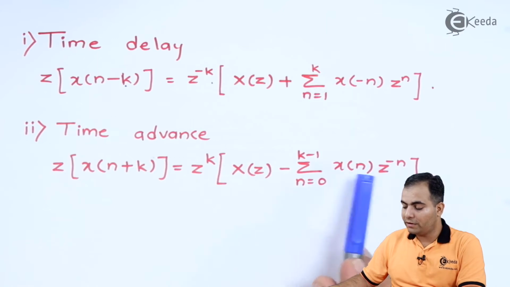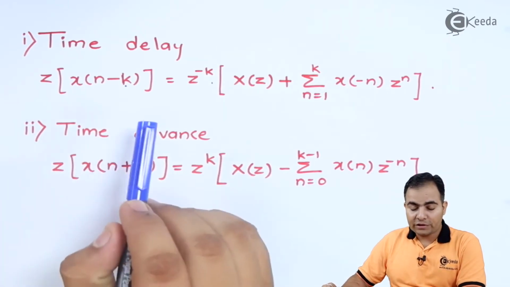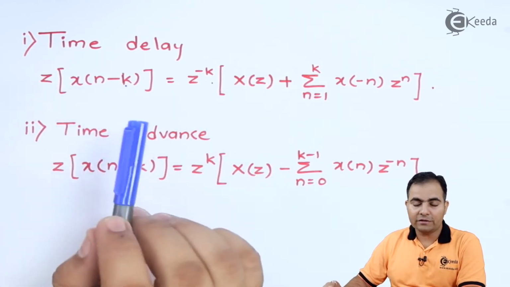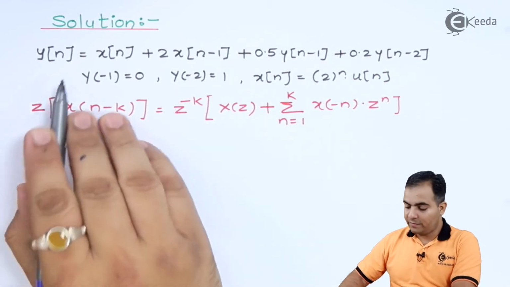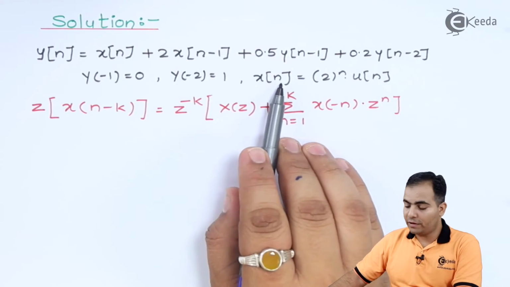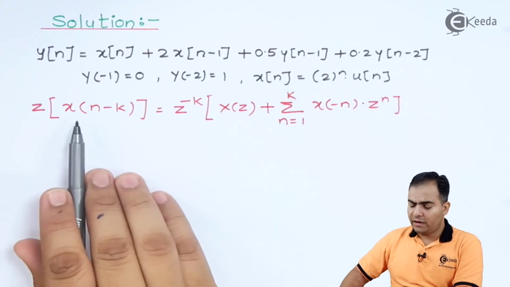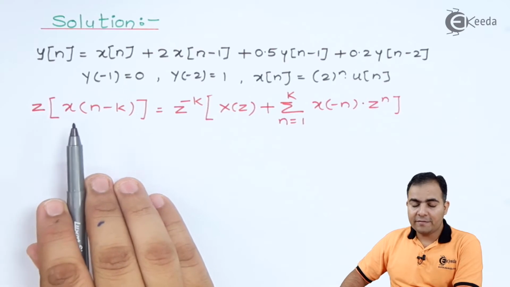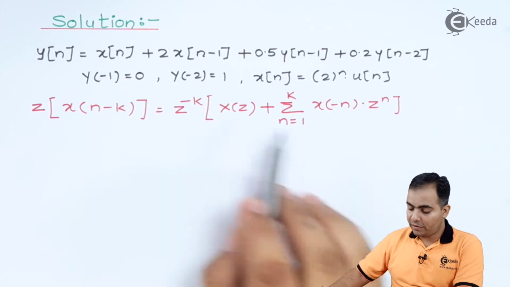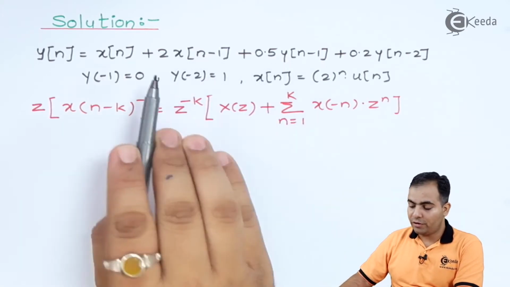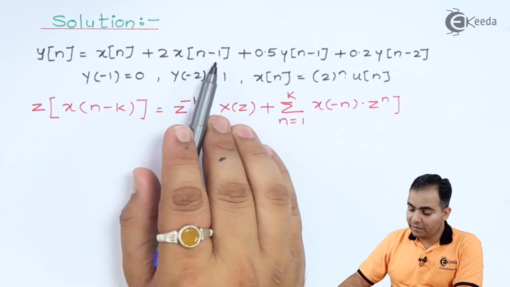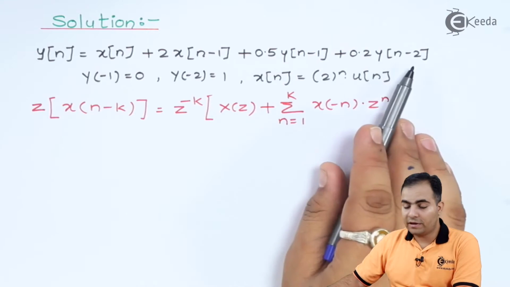Now in my question all the functions are delayed, which means I'm going to use this delayed function formula. So look here, this is our question and these are some initial condition values, and this was my input value, which is 2 raised to the power n u of n. And I'm going to use the time delay property of the one-sided or unilateral Z transform. This is the property because all my x of n and y of n terms are delayed by some value. Here x of n is delayed by 1, whereas y of n is delayed by 1 as well as 2.